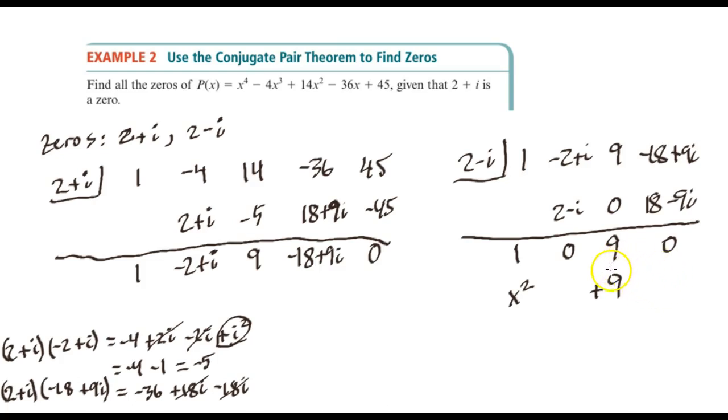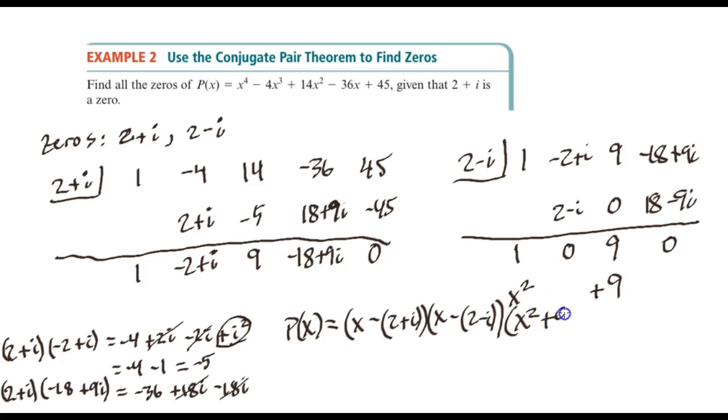All right, so we now know, just to show where we're at, p of x is equal to x minus 2 plus i, x minus 2 minus i, from these two zeros here, and then multiplied by this right here. But we still need to go further because we need to find the remaining two zeros.